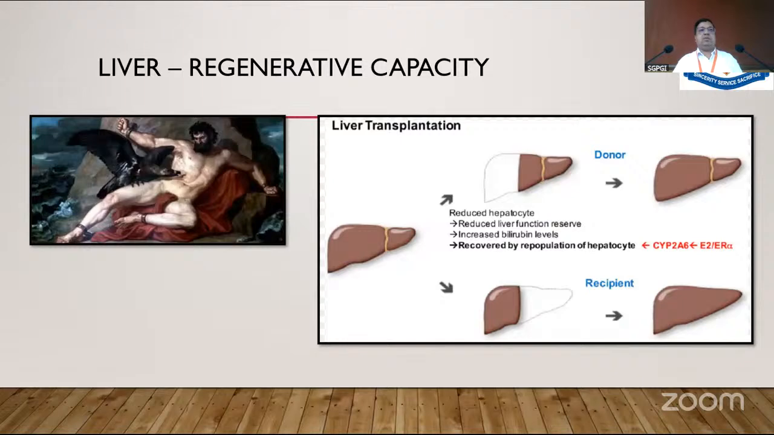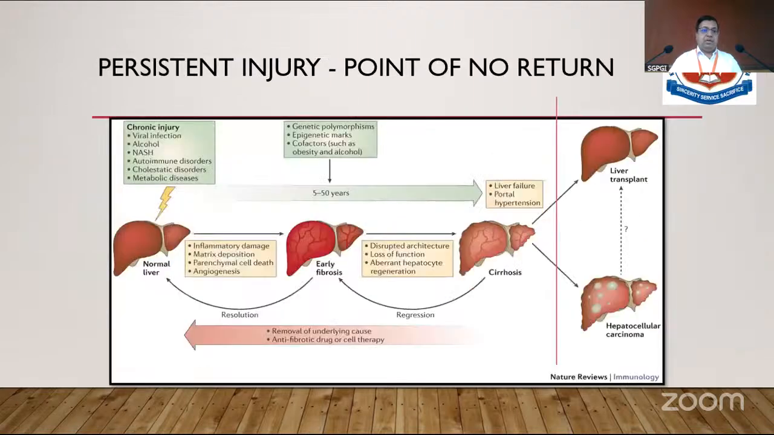As we know, the liver has a very huge regenerative capacity, as shown in liver transplantation. In live donor liver transplantation, half of the liver from the donor is transplanted to the recipient. In both the donor and recipient, the liver regenerates and a full liver will be formed. So the liver has a very huge regenerative capacity. But if persistent, continuous injury to the liver occurs, a point comes where there is a point of no return. That means the liver will not regenerate if such injury occurred.